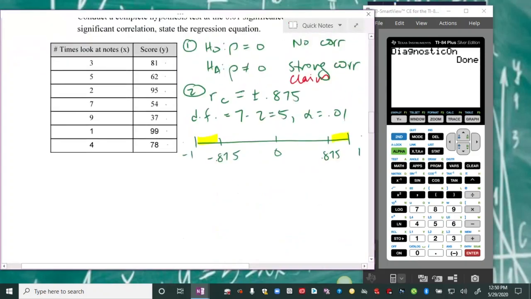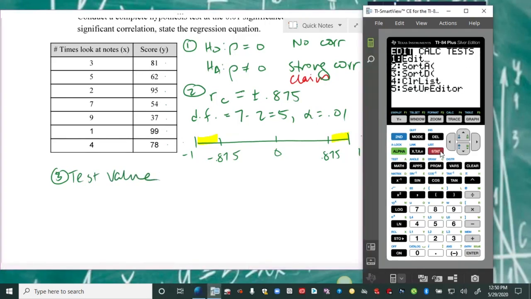Okay, next let's go ahead and work this in the calculator. So step number 3, we're looking for that test value. I need to go to my stat menu, edit, I want to enter my data in. This works good for small data sets. And I've already entered my data in. So I've got all of my data in, so I can quit here. Second quit, back to stat, and then tests.